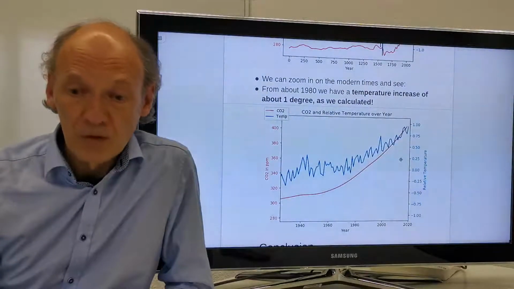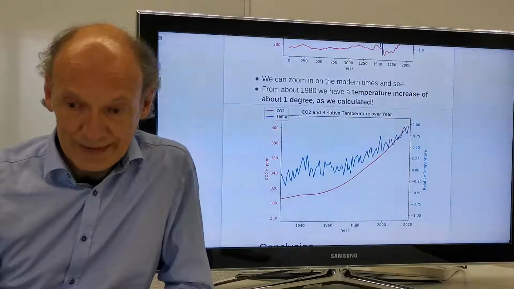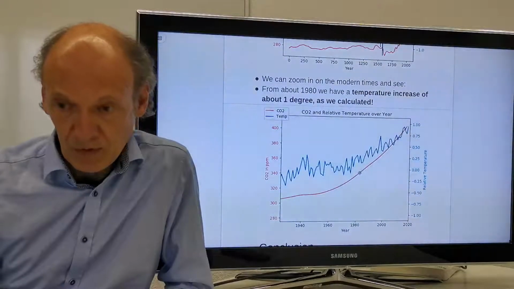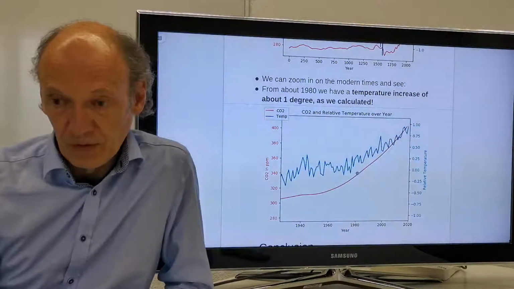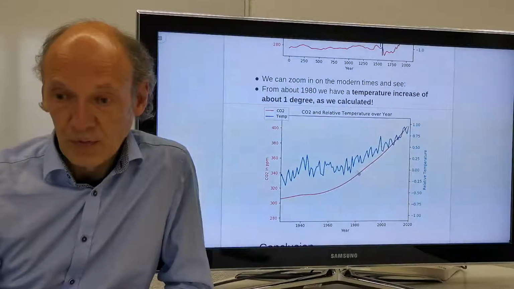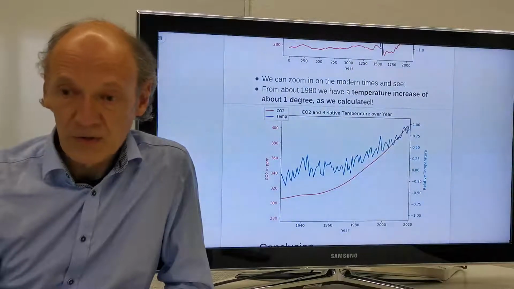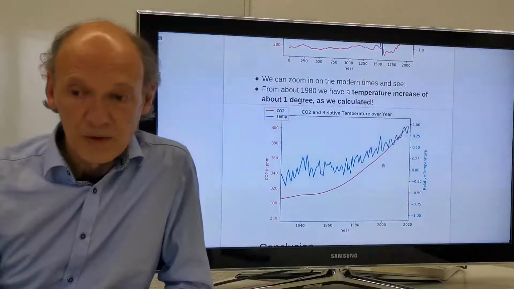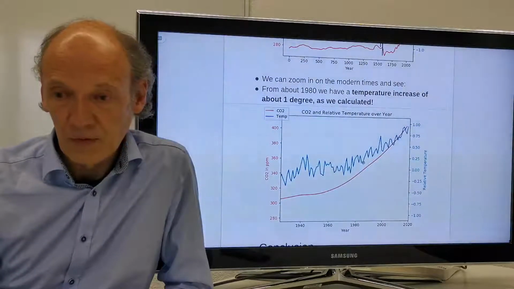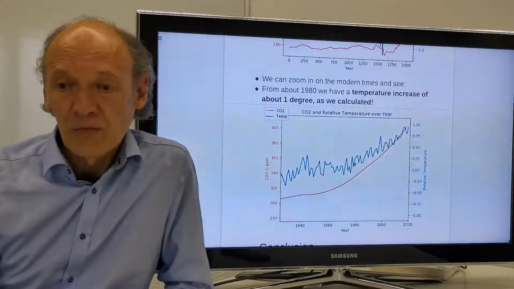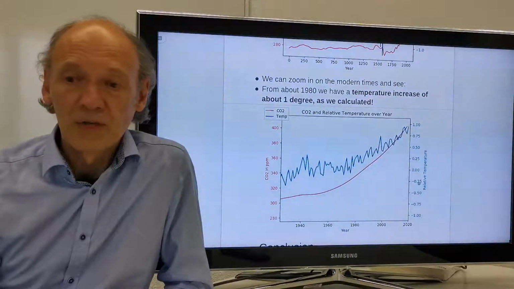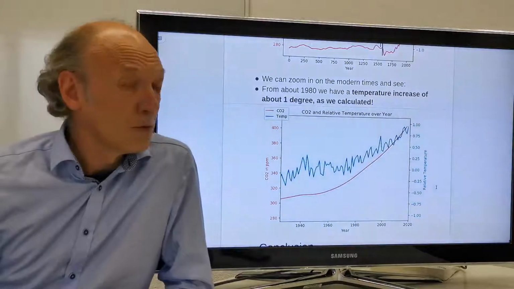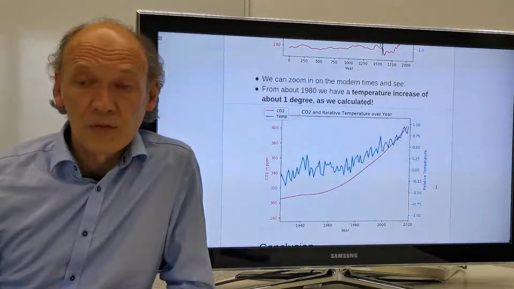And you can see that from about 1980, we have roughly 0 degree relative temperature, to 2019, where we have roughly 1 degree relative temperature. So from here to here, we have maybe a little bit less than 1 degree increase. So it's about as much as we calculated.